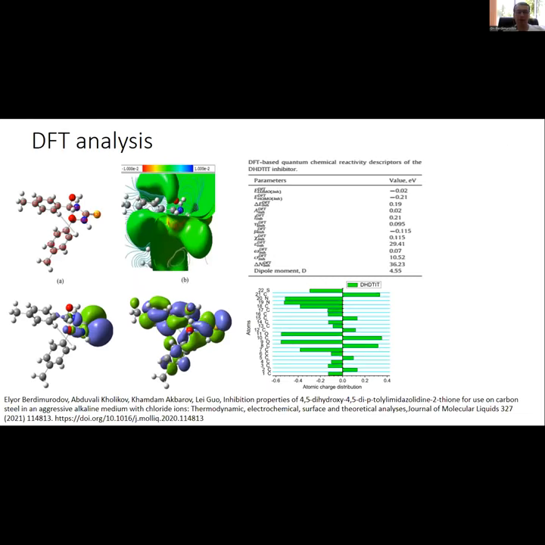The next one is density functional theory analysis. In this analysis, you can identify the correlation between corrosion inhibition and molecular structures. For example, the energy of LUMO and the energy of HOMO can show whether your selected corrosion inhibitor may be a good corrosion inhibitor or not, or more nucleophilic or electrophilic.